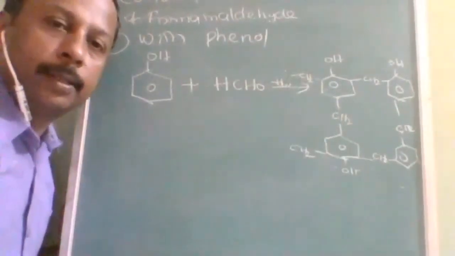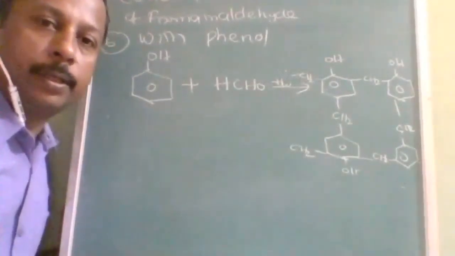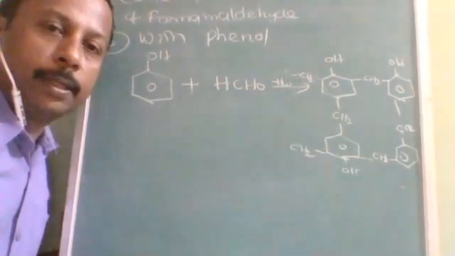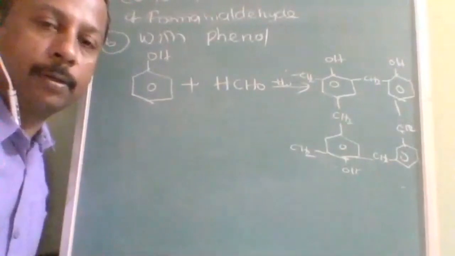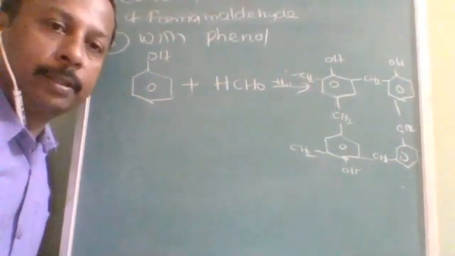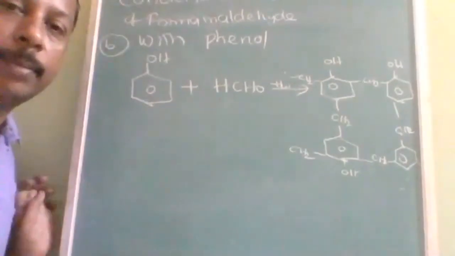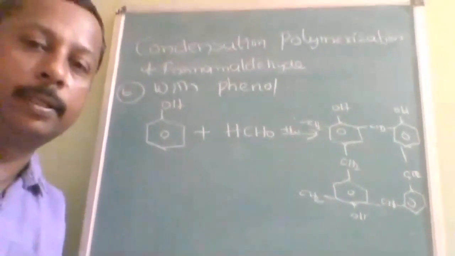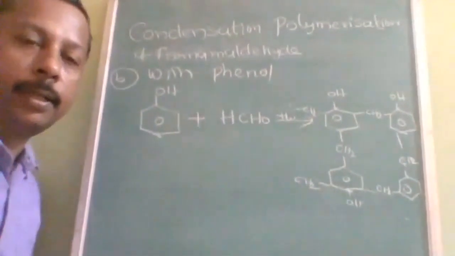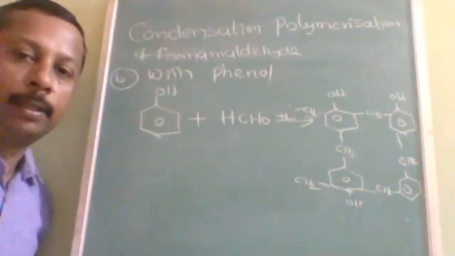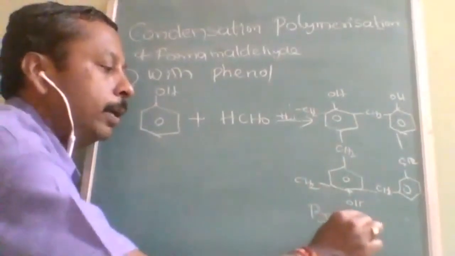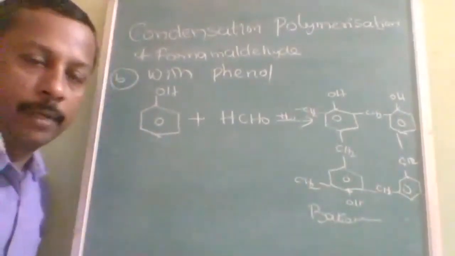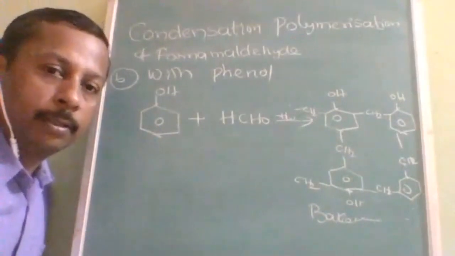There is another important condensation polymerization: condensation polymerization of formaldehyde with phenol. The previous product was important in medicine, but this product is important in electrical appliances. This is called Bakelite. Bakelite is very useful in switches.